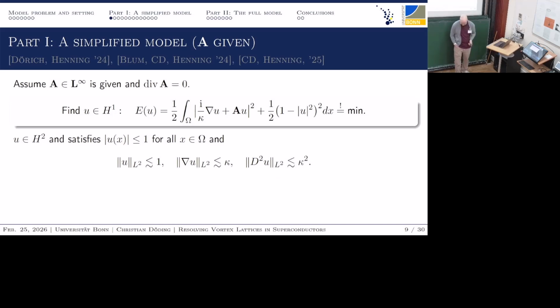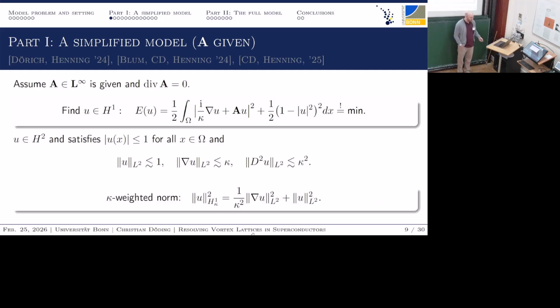Yeah? So those are similar observations as you would make in something like Helmholtz problems or so that people might be familiar with. And for that purpose, I will introduce a kappa-weighted norm that traces the scaling in the gradient correctly, by adding this factor 1 over kappa here in front of the gradient. So this is a proper energy norm that we will use.